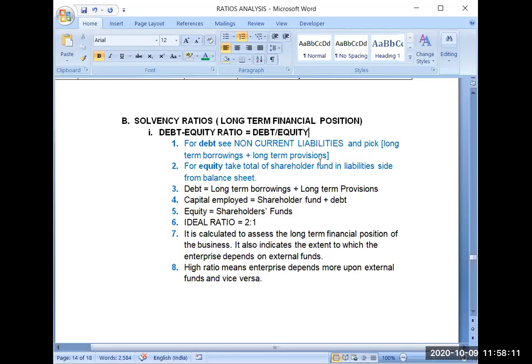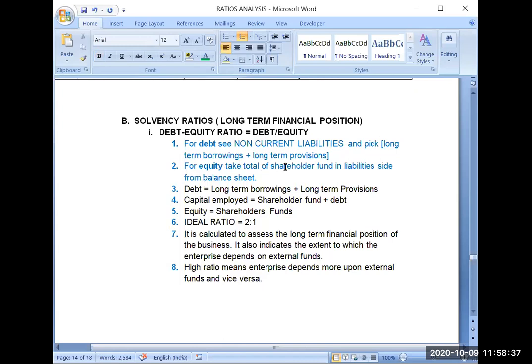Long-term borrowings will have debentures, bonds, mortgage loan, term loan. These details you will find in the notes to accounts also. And long-term provisions will have provision for employee benefits, provision for gratuity, provision for warranty. These types of provision you will find in notes to accounts. These all will be added up and you will find your amount of debt.